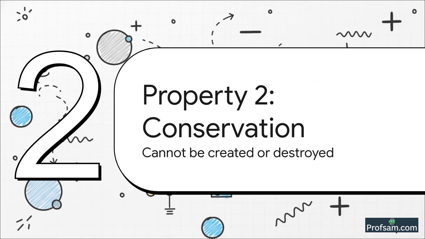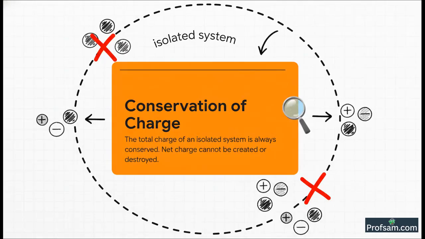Okay, let's move on to our second property. This one is a huge deal in physics. It's one of the great conservation laws, just like you studied about conservation of energy. This is the law of conservation of charge. Again, this is the formal definition. It says that for an isolated system, that means a system that is not interacting with anything outside of it, the total charge inside can never ever change.